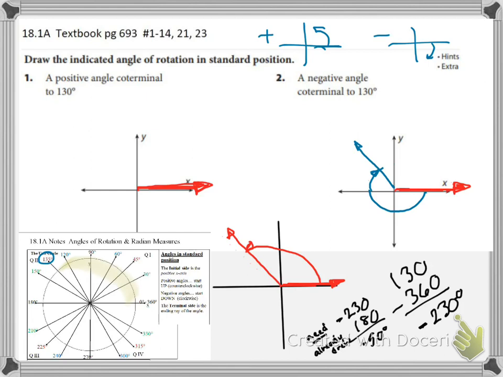You take your homework quiz, you forget those arrows, you're losing a half a point. That angle is in the same position as 130 degrees, but it went in the negative direction to get there. I could have done it differently.